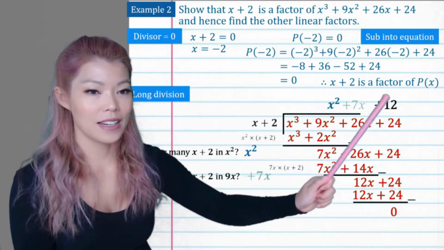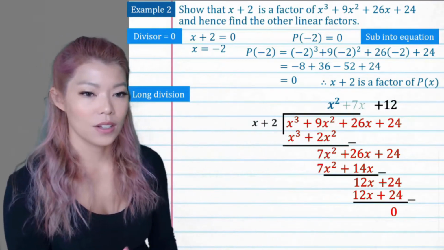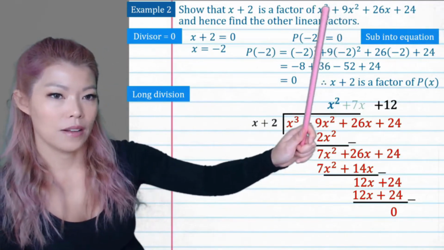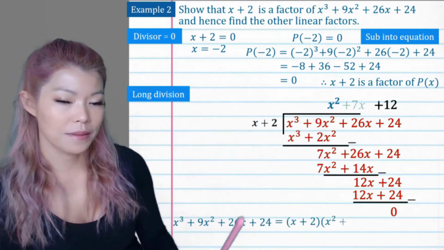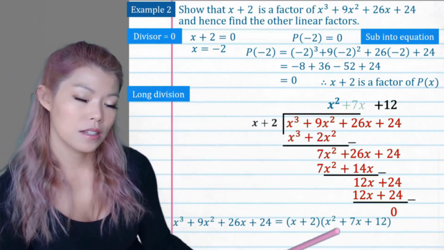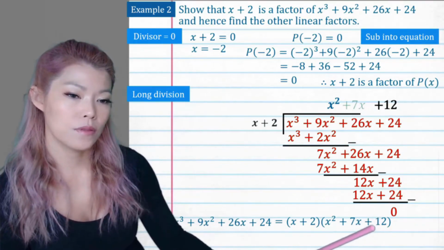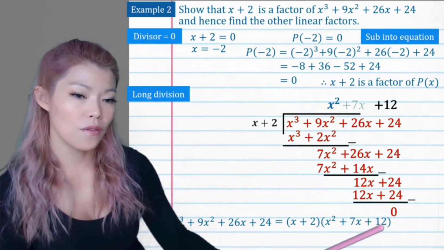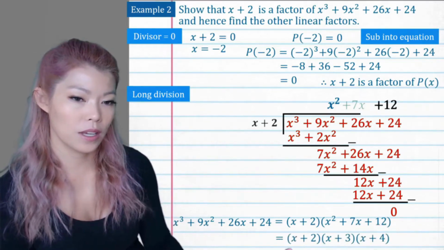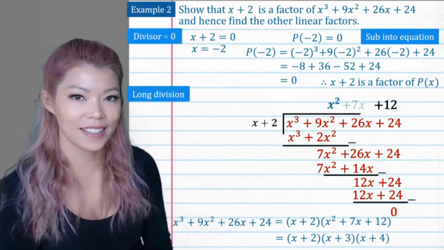So now that is the quotient. So that's a factor and that's a factor. So now we can write down our long polynomial is equal to that times that. And we can use quadratic factorizing. So what two numbers multiply to give 12 but add to 7? So 3 times 4 is 12. 3 plus 4 is 7. So we can further factorize and then obtain our 3 linear factors.